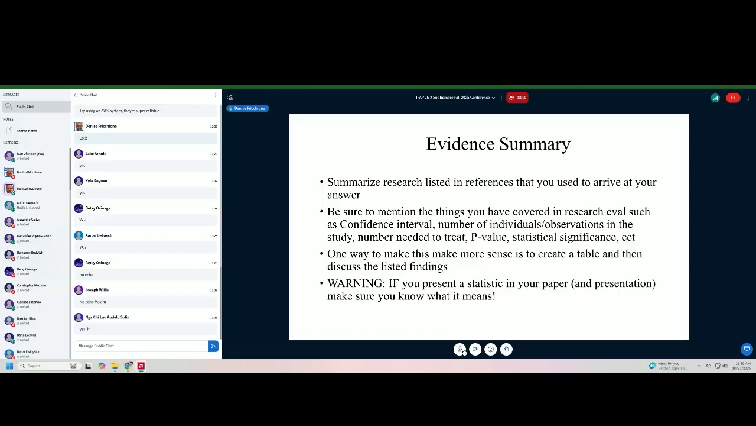Your evidence summary. This is going to be the longest section of the paper. Here, you need to talk about the actual literature that you used to make your evidence-based answer. You need to talk about things like statistics. Statistics are important, unfortunately. And if you quote a statistic, you need to understand what it means.